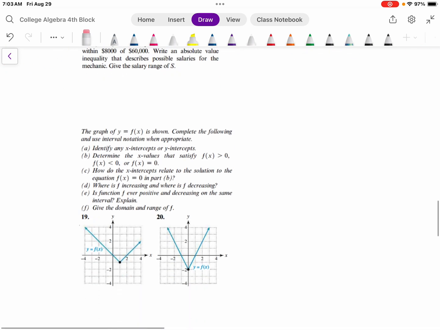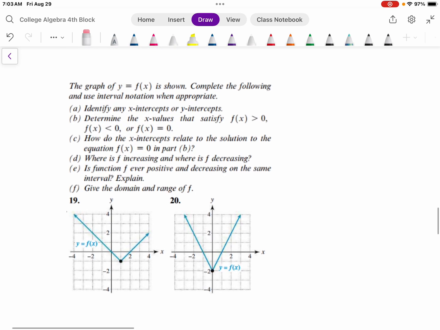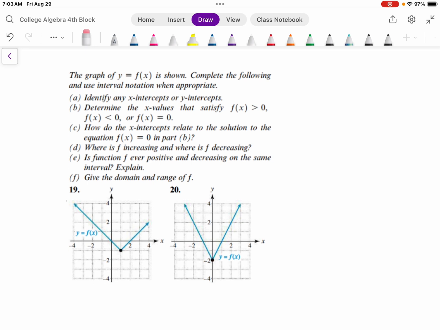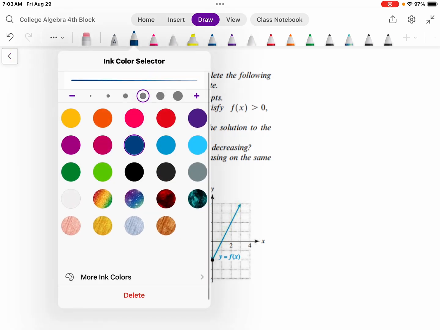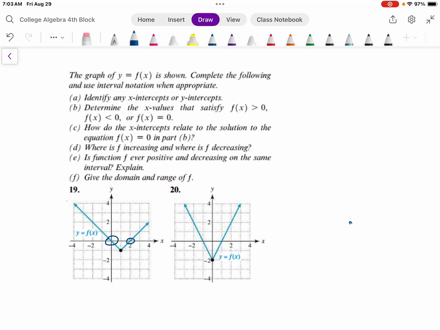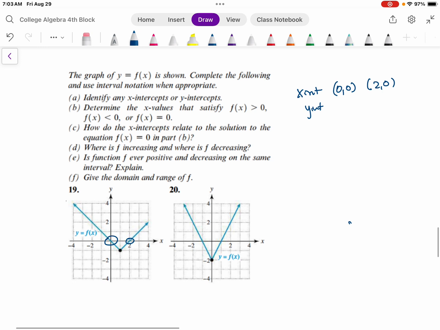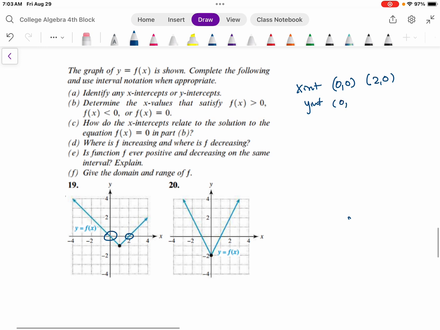All right, let's skip down here. Let's look at this word problem. They asked us to identify the x and y intercepts. Again, number 19 is what we'll focus on here. X-intercepts, I'm going to go ahead and circle them real quickly. Boom, there and there. So our x-intercepts are 0, 0, the origin, and 2, 0. Our y-intercept looks like it's the origin, so it's crossing there. So there's our y-intercept.